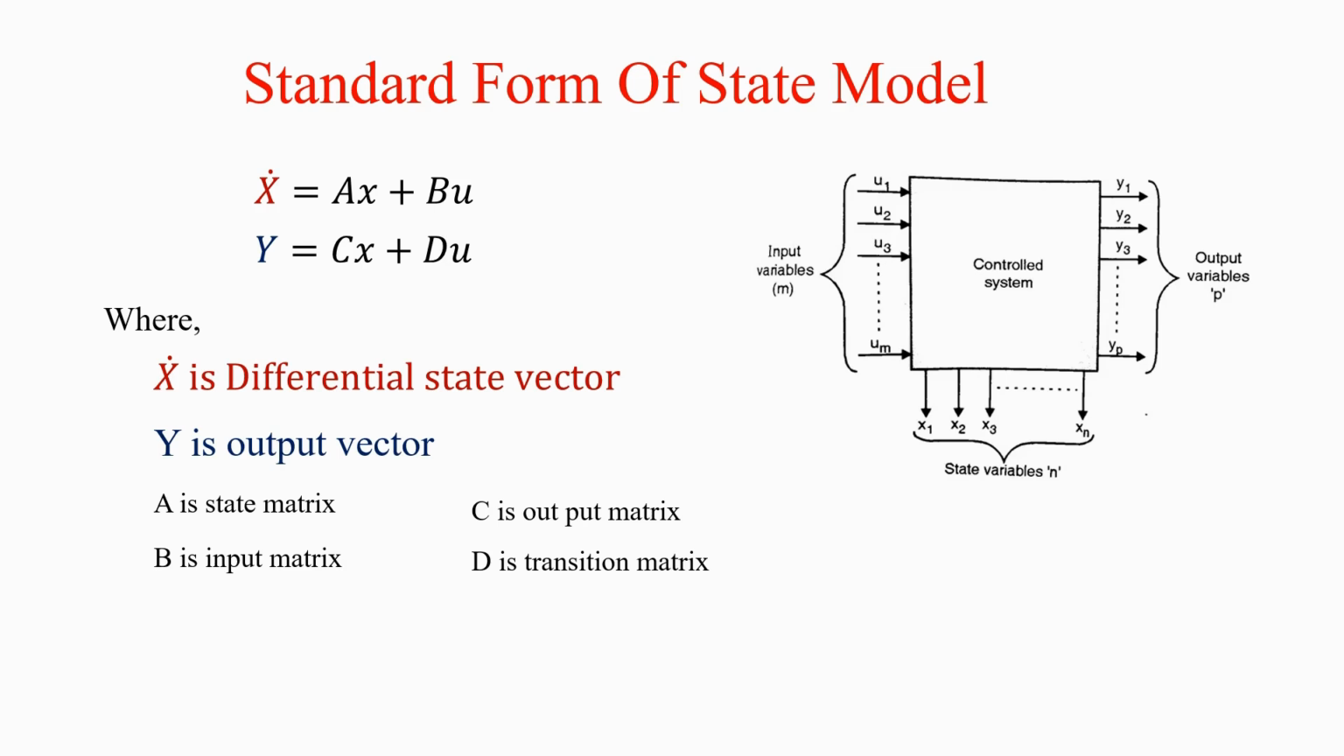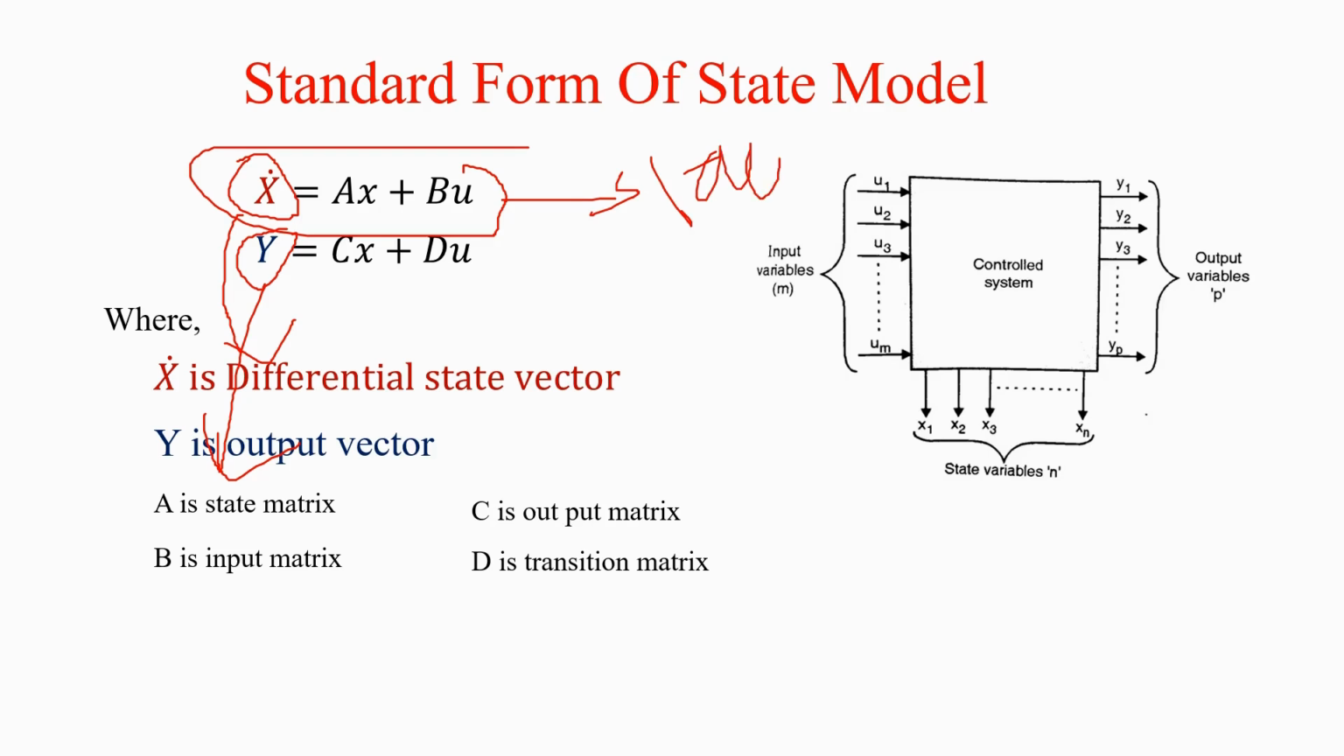The state-based analysis model we can represent with the state equation x dot equals Ax plus Bu, and the output equation we can write as y equals Cx plus Du. Here x is the state vector and y is the output vector. Generally, we call the first the state equation, and this is the output equation.